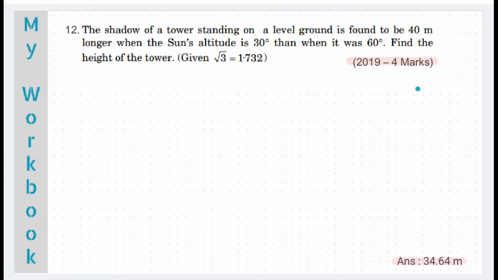This is a 4-mark question from 2019 board paper. The shadow of a tower standing on a level ground is found to be 40 meter longer when the sun's altitude is 30 degrees than when it was 60 degrees. Find the height of the tower.